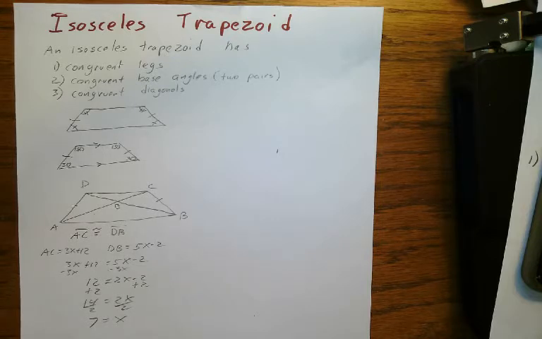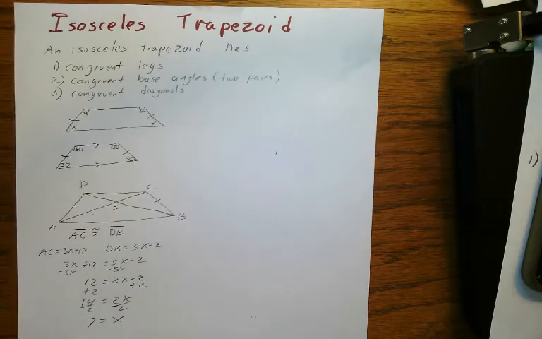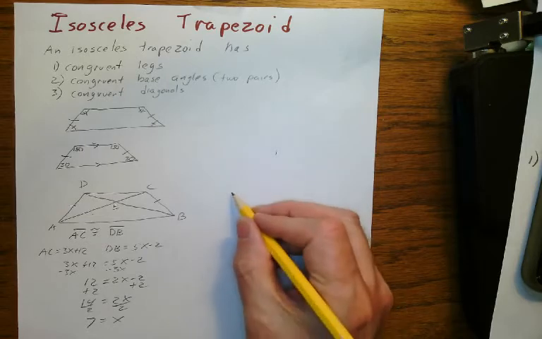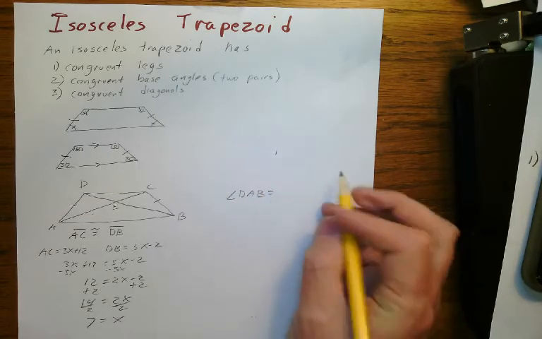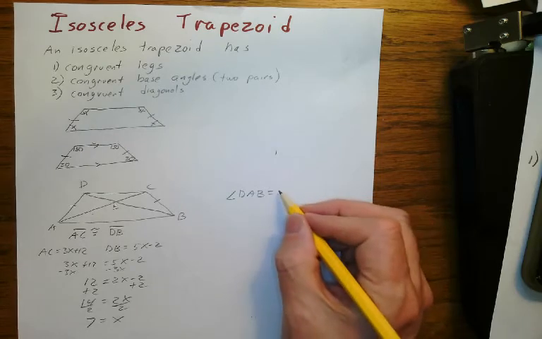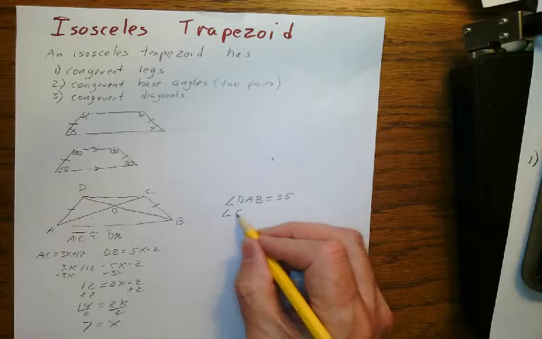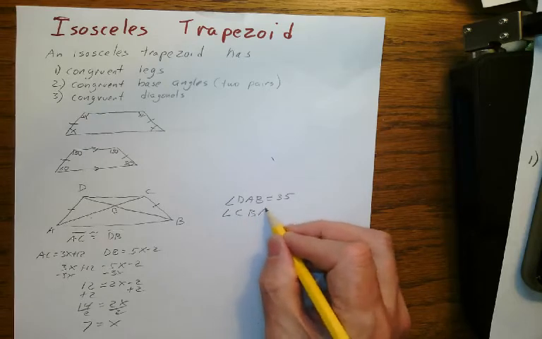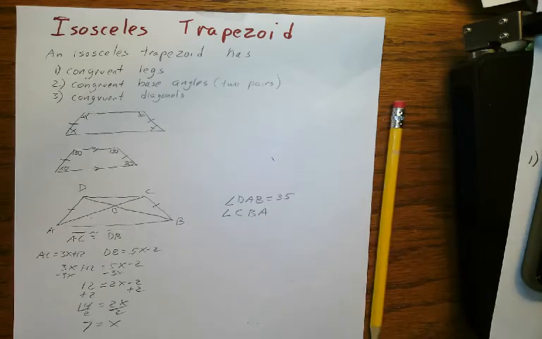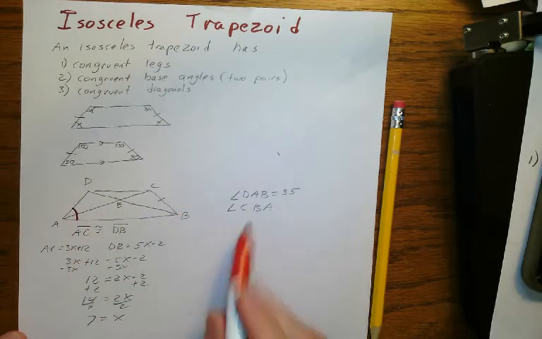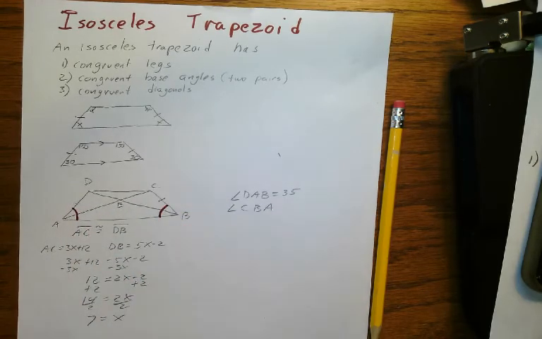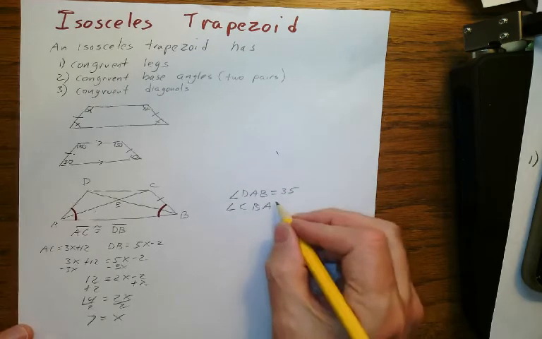Okay? Let's continue looking at this trapezoid right here. If angle DAB is equal to 35, what is angle CBA? Well, DAB is this angle right here. CBA is that angle right there. They are base angles. They are congruent.